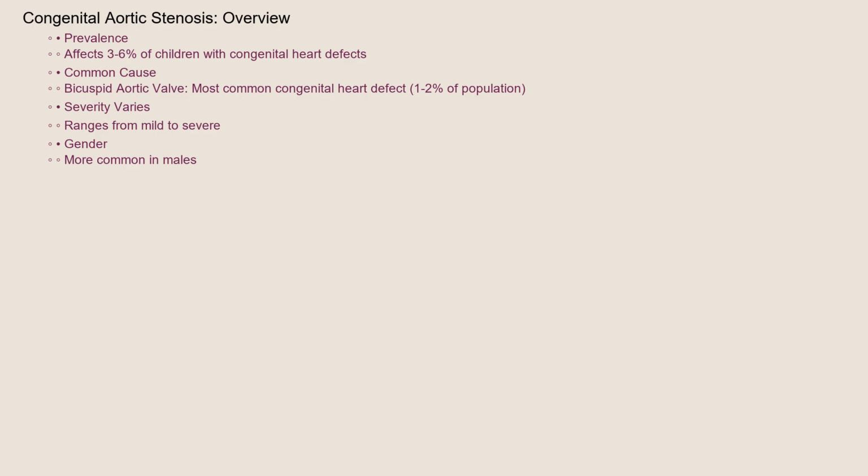Congenital aortic stenosis affects approximately 3 to 6% of all children born with congenital heart defects. Bicuspid aortic valve, a common cause of aortic stenosis, is the most common congenital heart defect, affecting about 1–2% of the population. The severity of aortic stenosis varies widely, with some individuals experiencing mild narrowing that causes no significant problems, while others have severe stenosis that requires intervention early in life. It affects males more commonly than females.